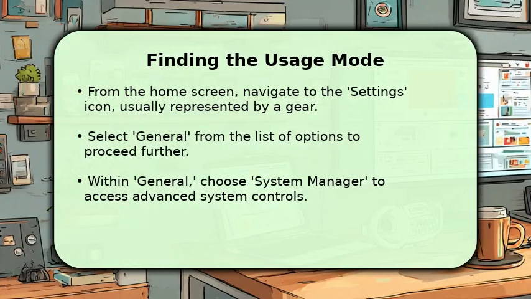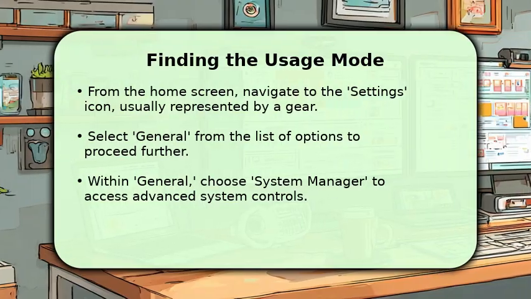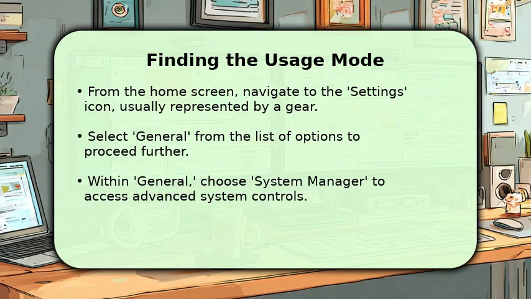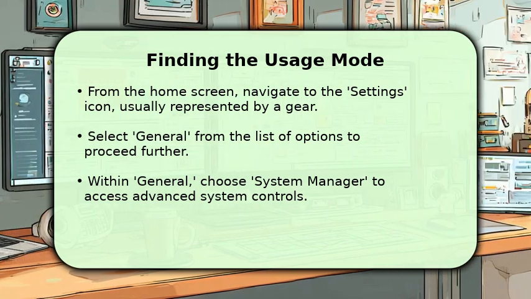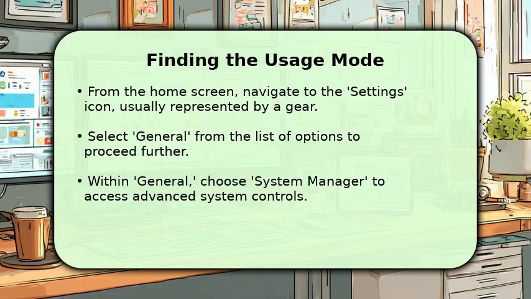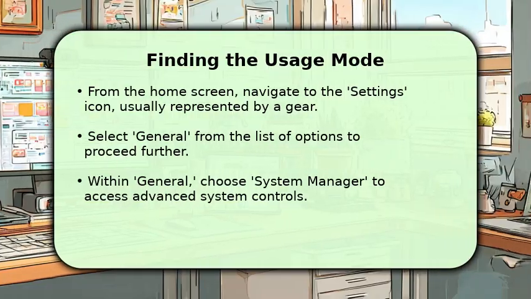Once the main menu is visible, use your remote to scroll over to the settings icon, which often looks like a small gear. Press the Enter button to select it. From there, locate and choose the General option, then finally select System Manager. This path leads you directly to the specific usage mode settings you need to adjust.